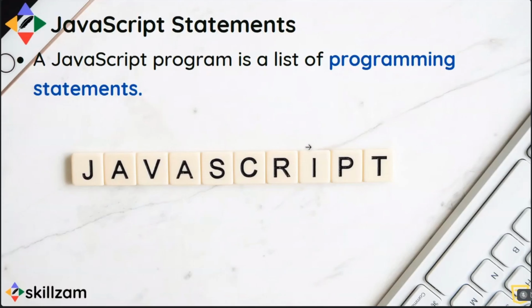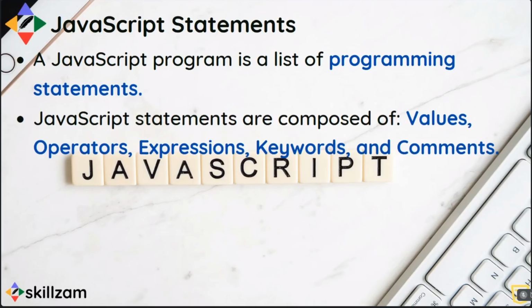JavaScript statements. Now you observe that any programming language is composed of statements. A simple analogy would be the English language: if you want to write a simple essay, the essay consists of paragraphs, which in turn consist of single sentences or statements. In the same way, any programming language, JavaScript included, contains statements, and these JavaScript statements form a list of programming statements.